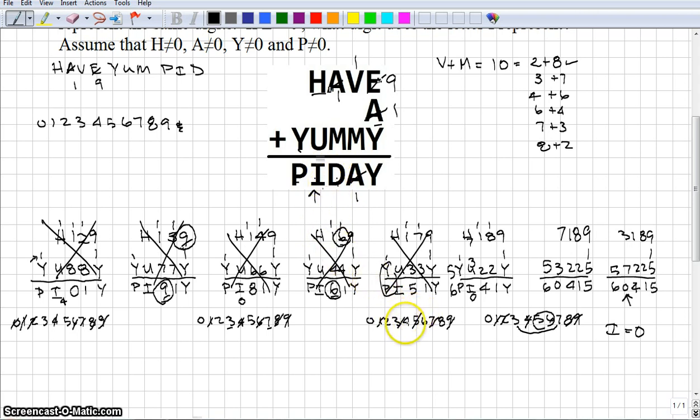And so that was good, I thought. That was good reasoning. So anyway, by process of elimination, he came up with the same answer. So the solution is that I is equal to 0.